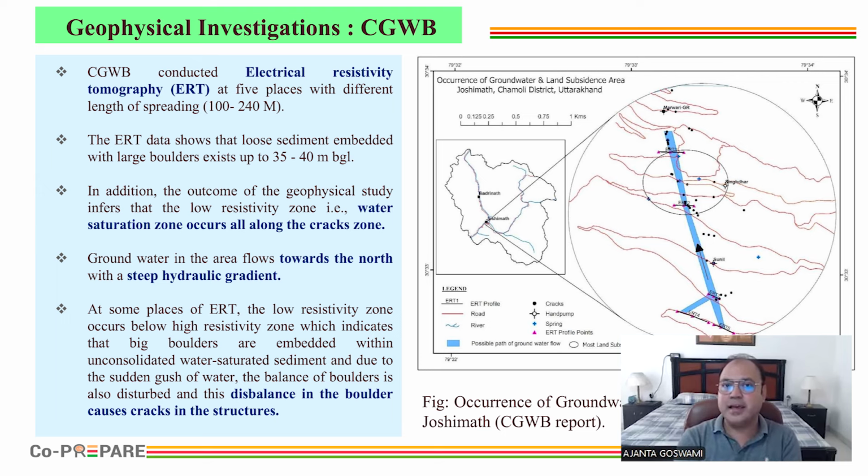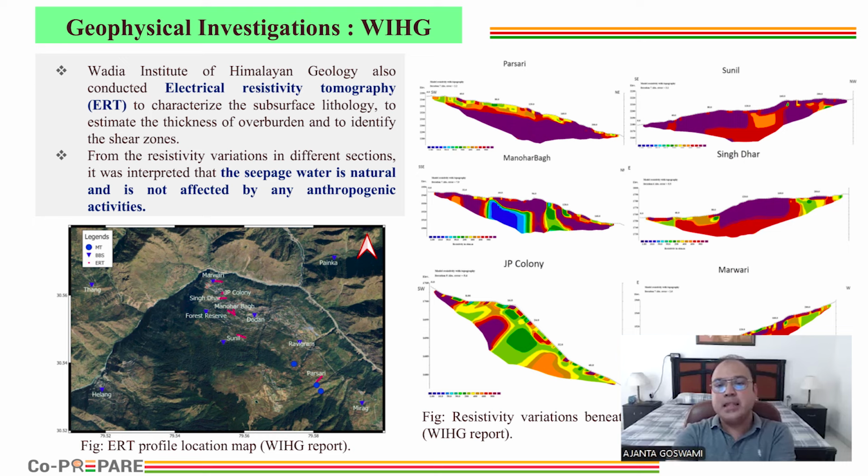So this is their finding, or their theory, according to CGWB. That's how the cracks were developing. This is the geophysical investigation of the Wadia Institute of Himalayan Geology. They have done an ERT survey in Parsari, Sunil, Singhar, Manohar Bagh, JP Colony, Marwari. They said that water saturation is already there.